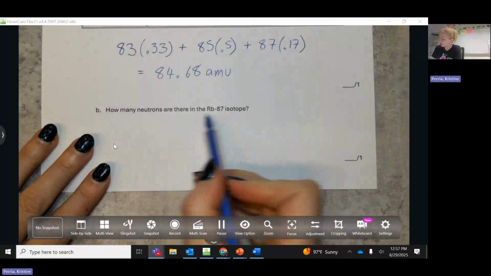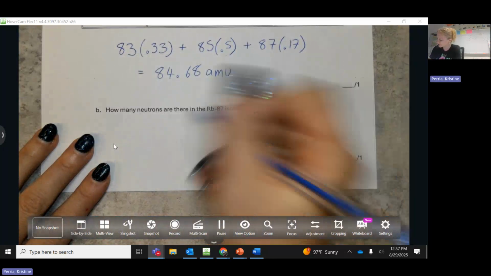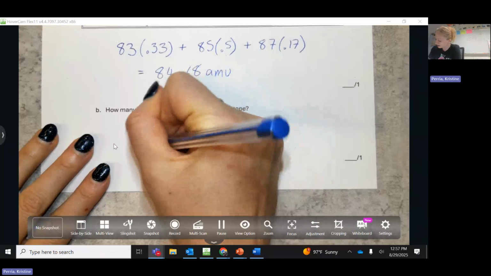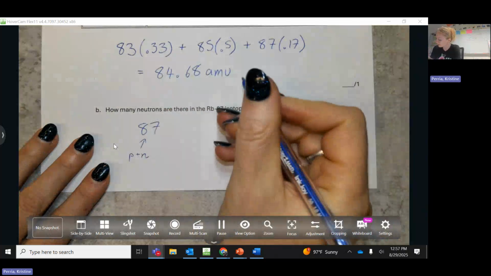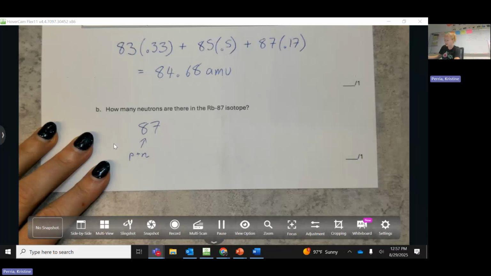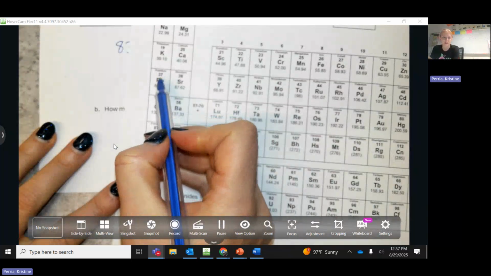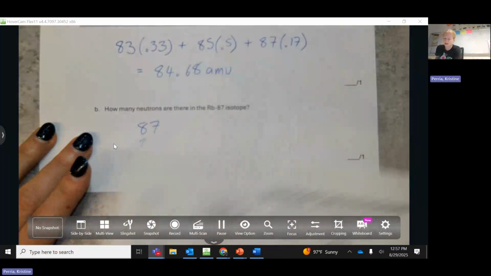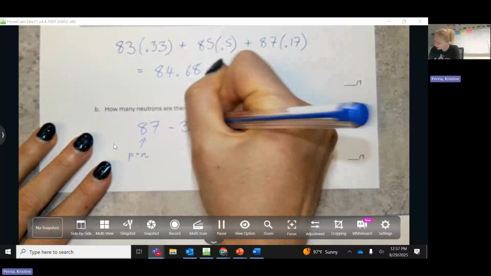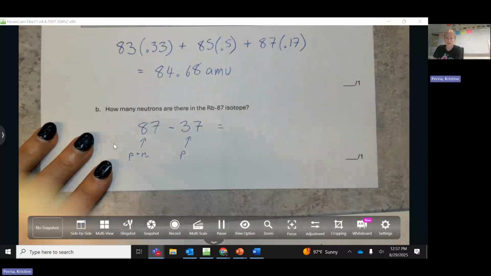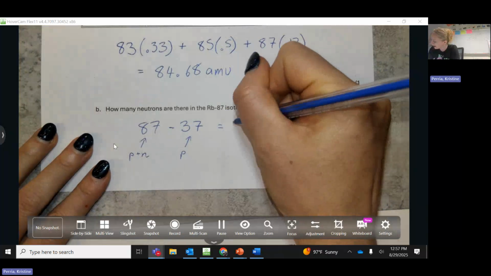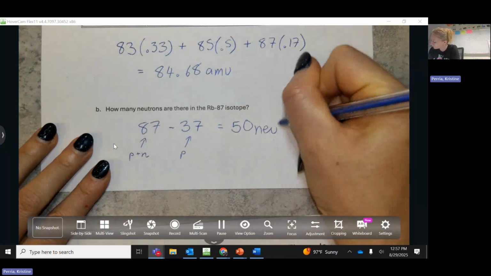Letter B says, how many neutrons are there in the Rb87 isotope? So 87, this is the number of protons and neutrons together. Okay, that's what the mass number always is, right? That's how we represent isotopes. But if we want just the number of neutrons, we have to look at Rb on the periodic table. Rb always has 37 protons. That's what makes it Rb. So we're going to take away 37. We're taking away the number of protons, and that's going to leave us with the number of neutrons. 87 minus 37 is 50 neutrons.